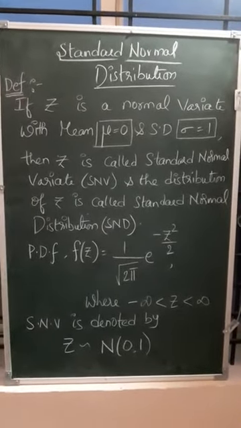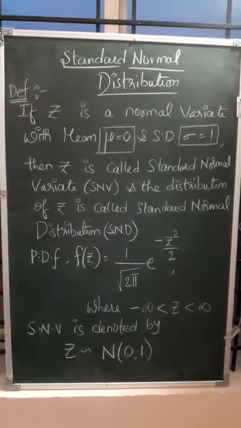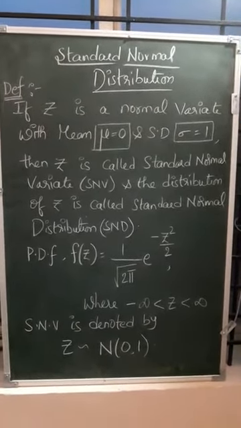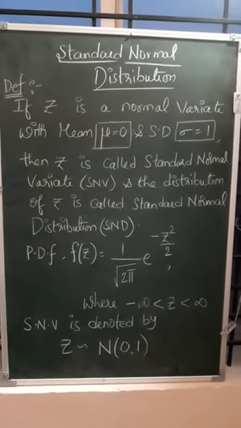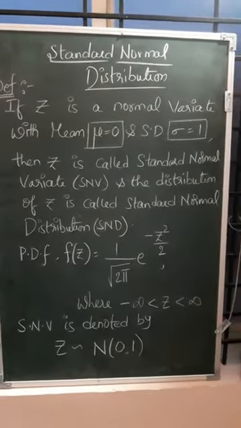If Z is a normal variate with mean mu equals 0 and standard deviation sigma equals 1, then Z is called standard normal variate and the distribution of Z is called standard normal distribution.